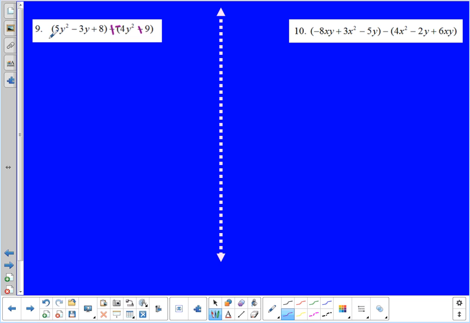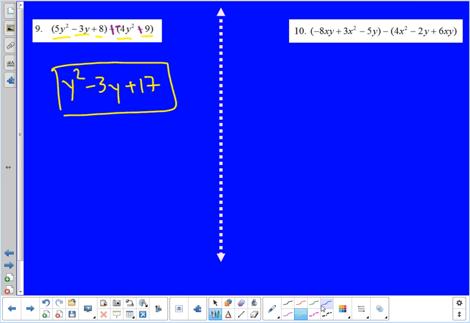So I'll start with my square terms. I have 5y squared and negative 4y squared. 5 minus 4 gives me 1, so I have just y squared. And then my y term, there's just one of them, so minus 3y. And then my constants, 8 and 9, gives me 17, so plus 17 there.